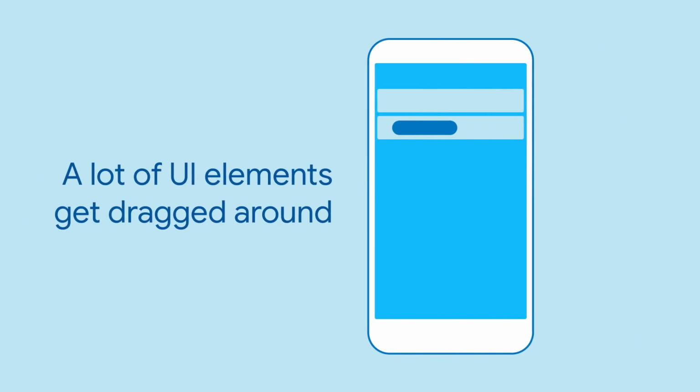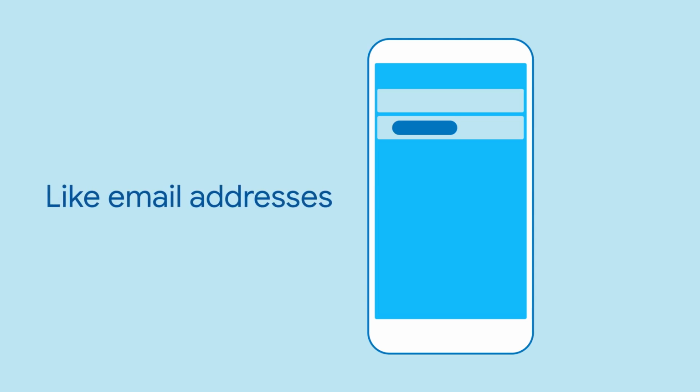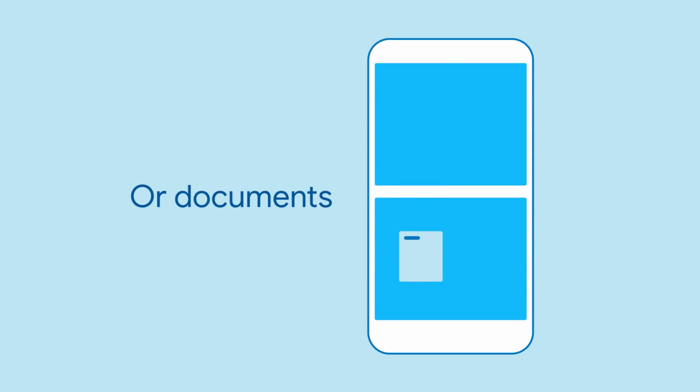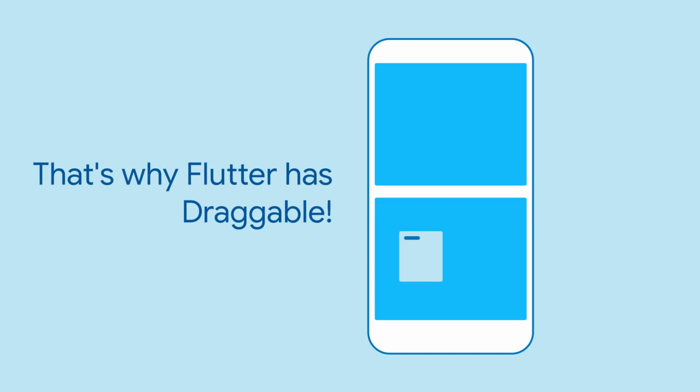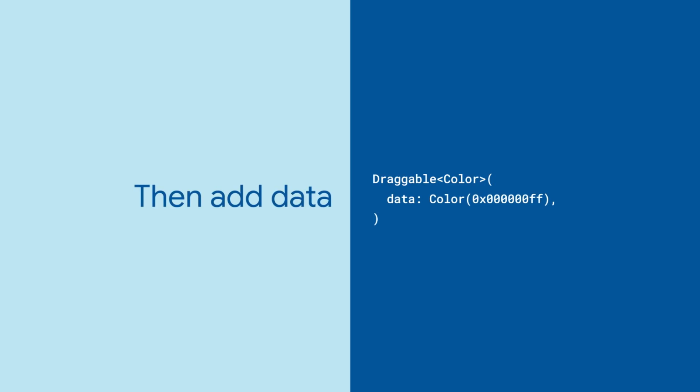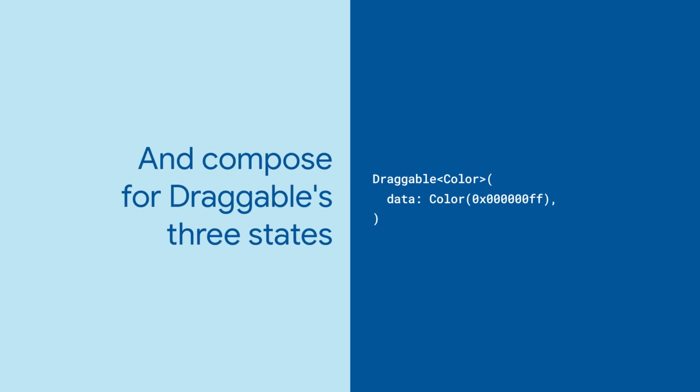A lot of UI patterns involve dragging, like moving addresses around in an email, or moving documents from one folder to another. If you've got a widget you want the user to drag around, try using Draggable. Draggables have a property to hold the data they represent, so it's good to start with a type parameter. Next, add the data itself, and define how your draggable should look.